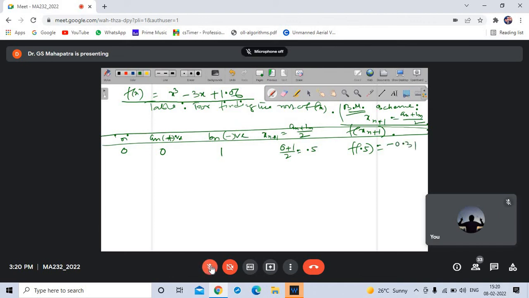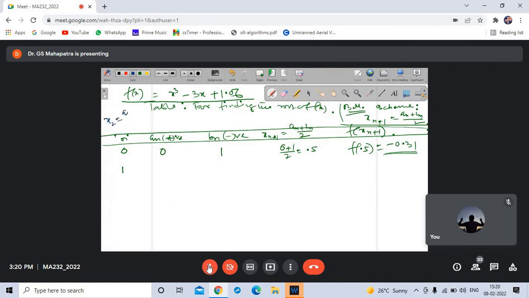Three, 1. Fine. What is the nature, negative or positive? Negative. Which one should be replaced, this one or this one? Bn. Fine. So you just see, for n equals to 1. I am writing here n equals to 1. So x2 you are going to find.